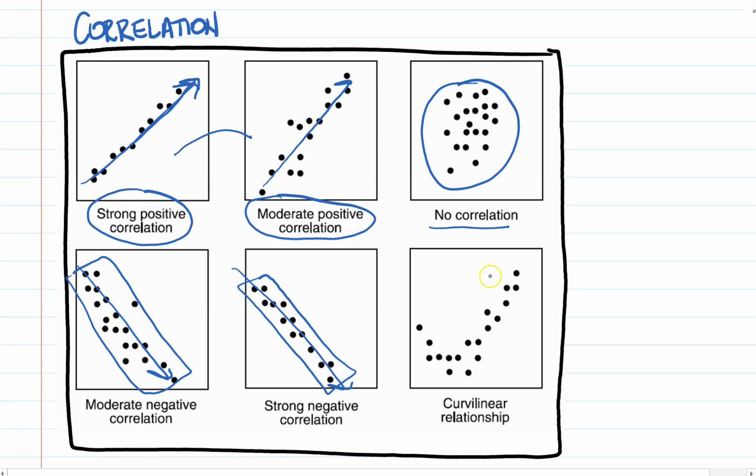This one we don't really have to worry about too much, but I did want to put it in here. So this is curvilinear relationship. So it looks more like a quadratic relationship, but this is not going to be part of our curriculum, but I did want to put it in there.